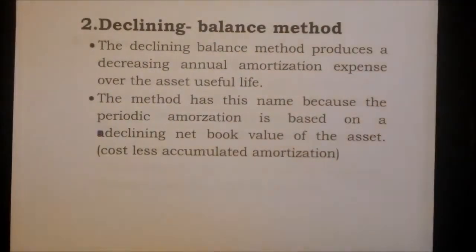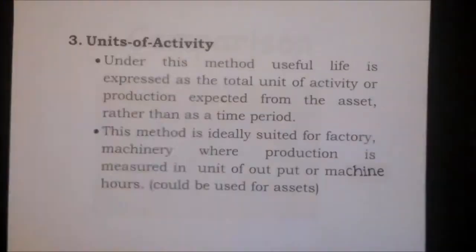Declining balance method. The declining balance method produces a decreasing annual amortization expense over the asset's useful life. The method has this name because the periodic amortization is based on a declining net book value of the asset, which is also known as cost less accumulated amortization.